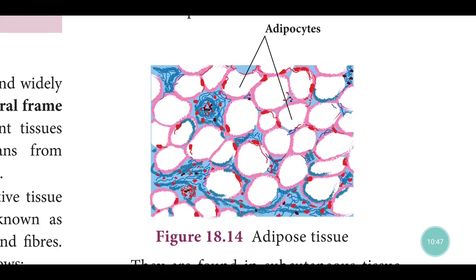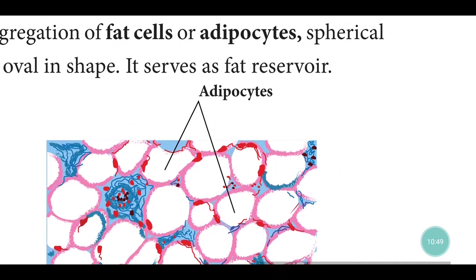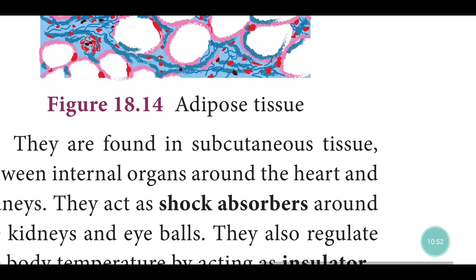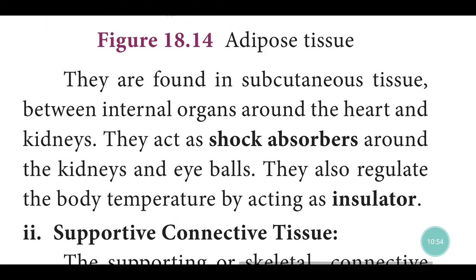You see that adipose tissue structure. Adipocytes are found in the subcutaneous tissue, below the cutaneous skin, between internal organs, around the heart and kidneys. They act as shock absorbers around the kidneys and eyeballs. They also regulate body temperature by acting as an insulator. Each tissue has some specific function, my dear students.